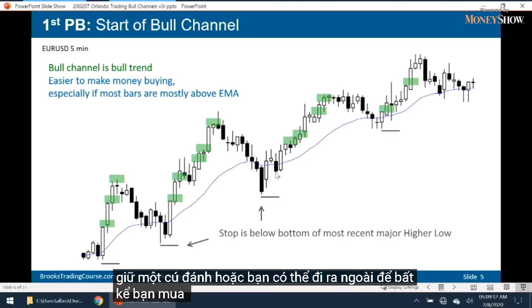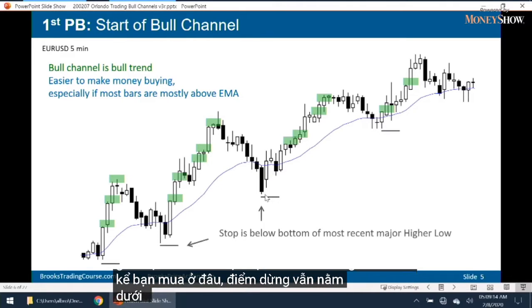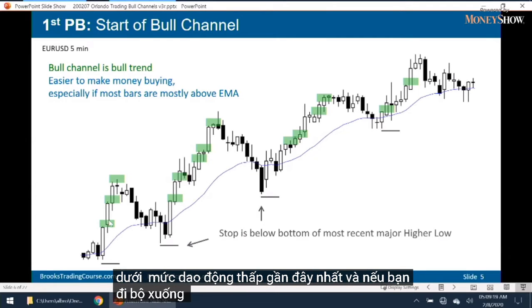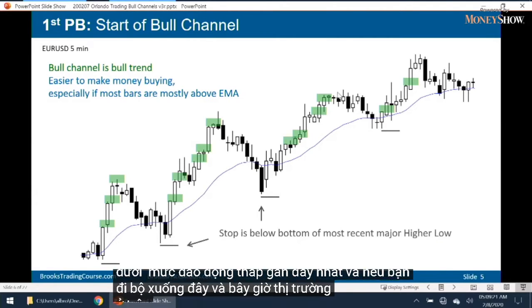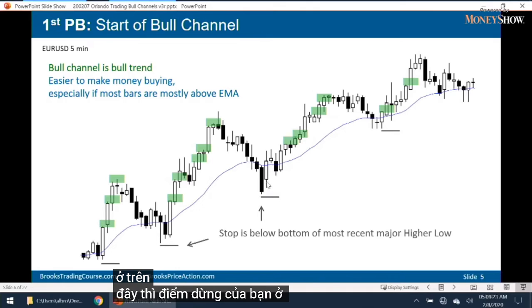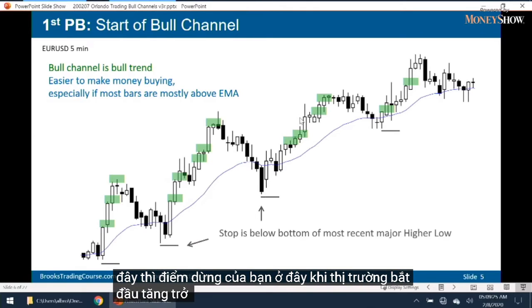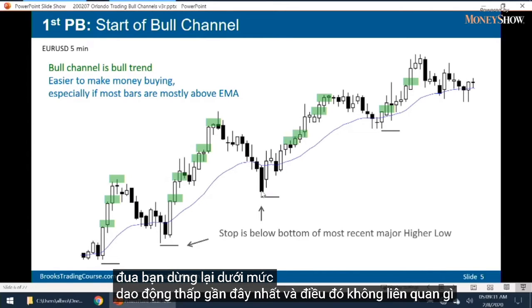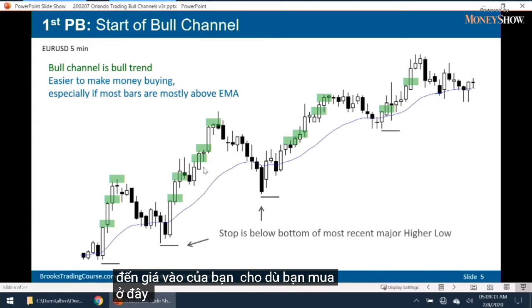So no matter where you buy, the stop goes below the most recent swing low. And if you bought down here, and now the market's up here, your stop is here. Once the market starts to resume up reasonably strongly, you raise your stop to below the most recent swing low. And that has nothing to do with your entry price. Whether you bought here or down here, once the market is up here, your stop is down below the most recent higher low.